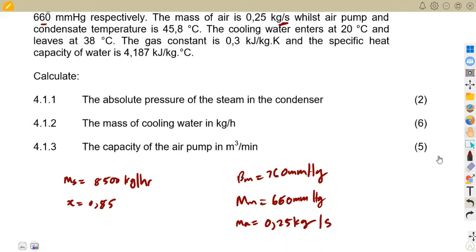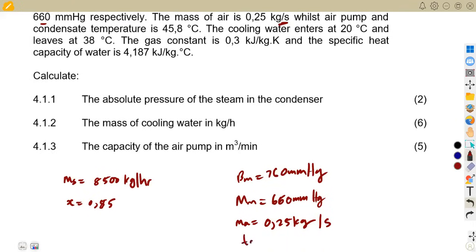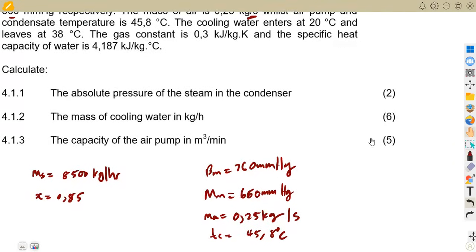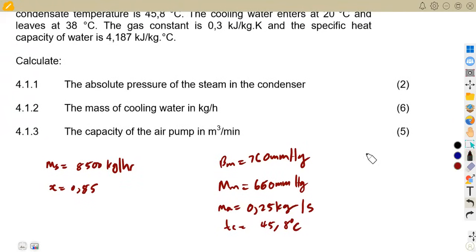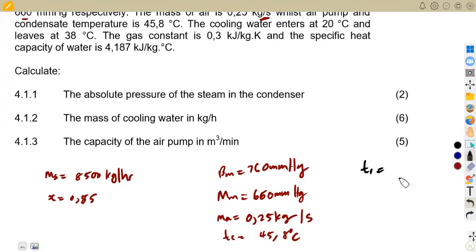the temperature of the condensate at the air pump, which is 45.8 degrees Celsius. Then the cooling water enters at 20 degrees Celsius and leaves at 32. So given the inlet and the outlet temperature, which you can write as T1 and T2: the inlet temperature T1 is 20 degrees Celsius, and T2, the outlet temperature, is 32 degrees Celsius.